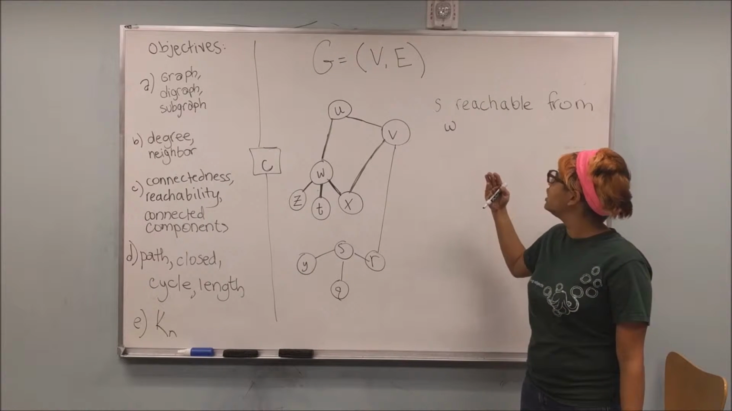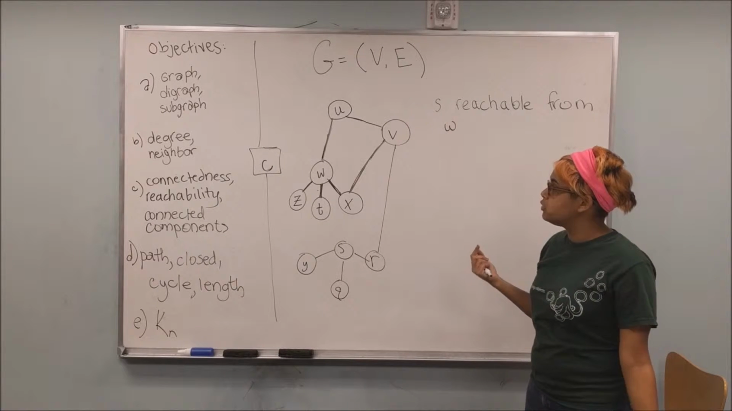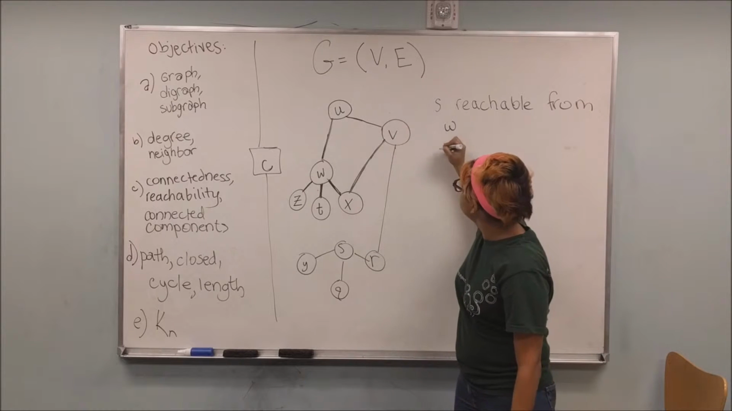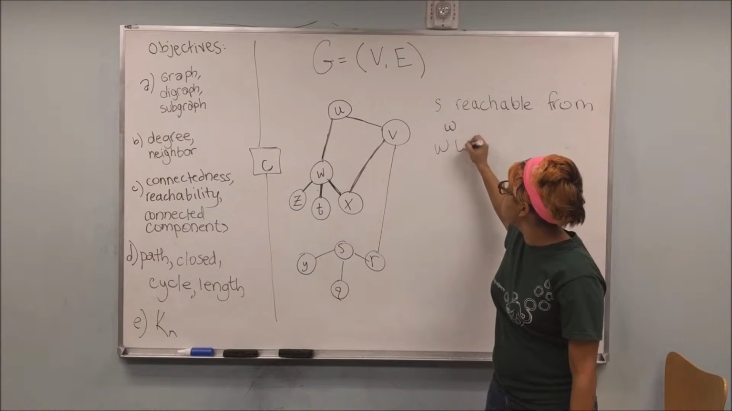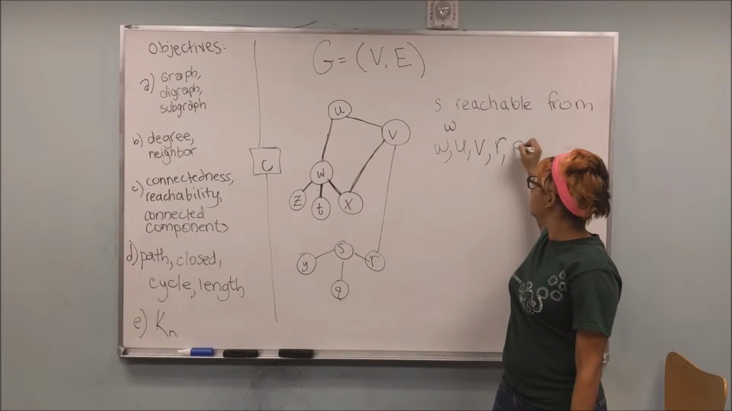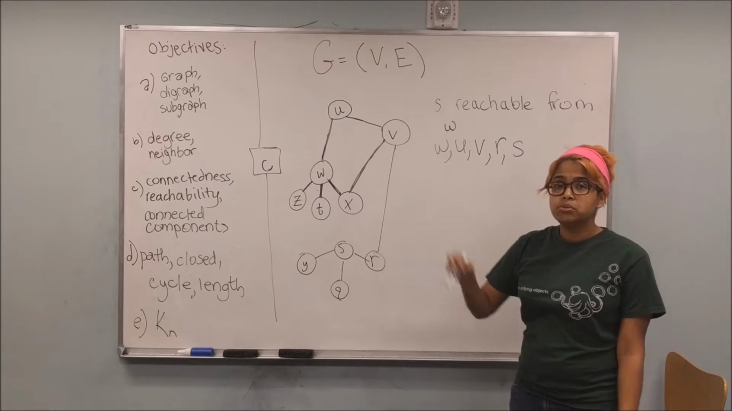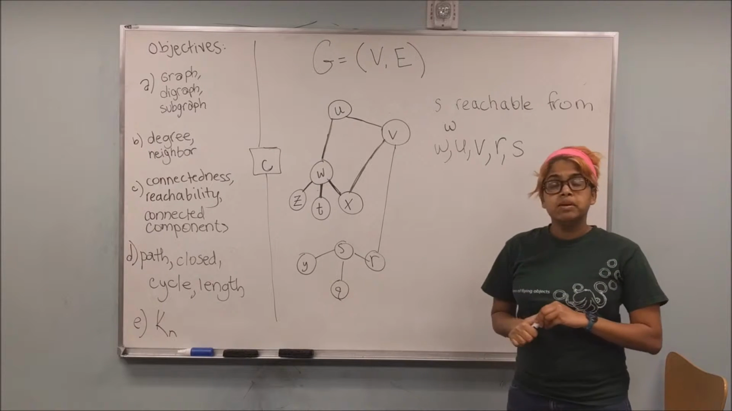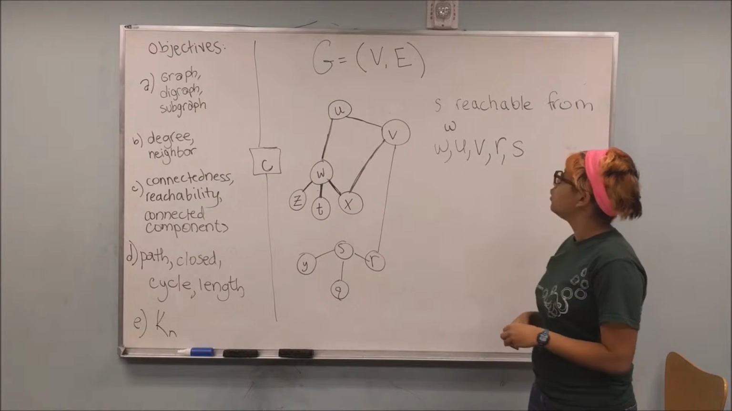So in this case, S is reachable from W if you follow along the edges, and you can say, okay, well, from W, I can go to U, I can go to V, I can go to R, and finally I can go to S. As you can see, all I did was follow along edges that were provided in the graph. And so that means that S is reachable from W.